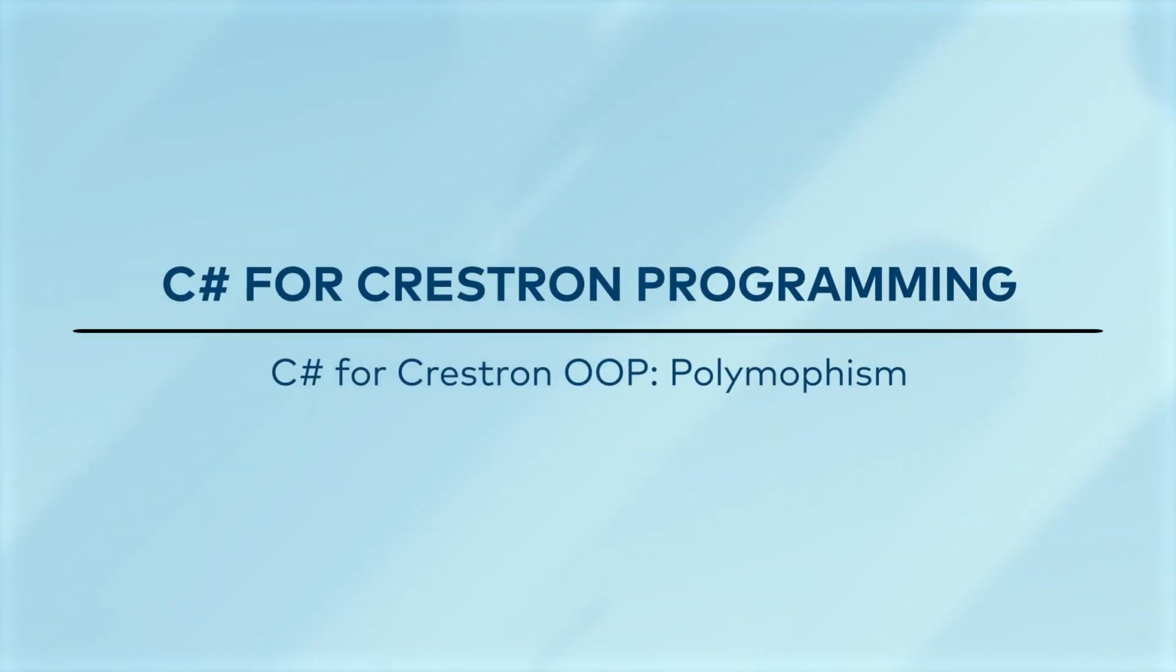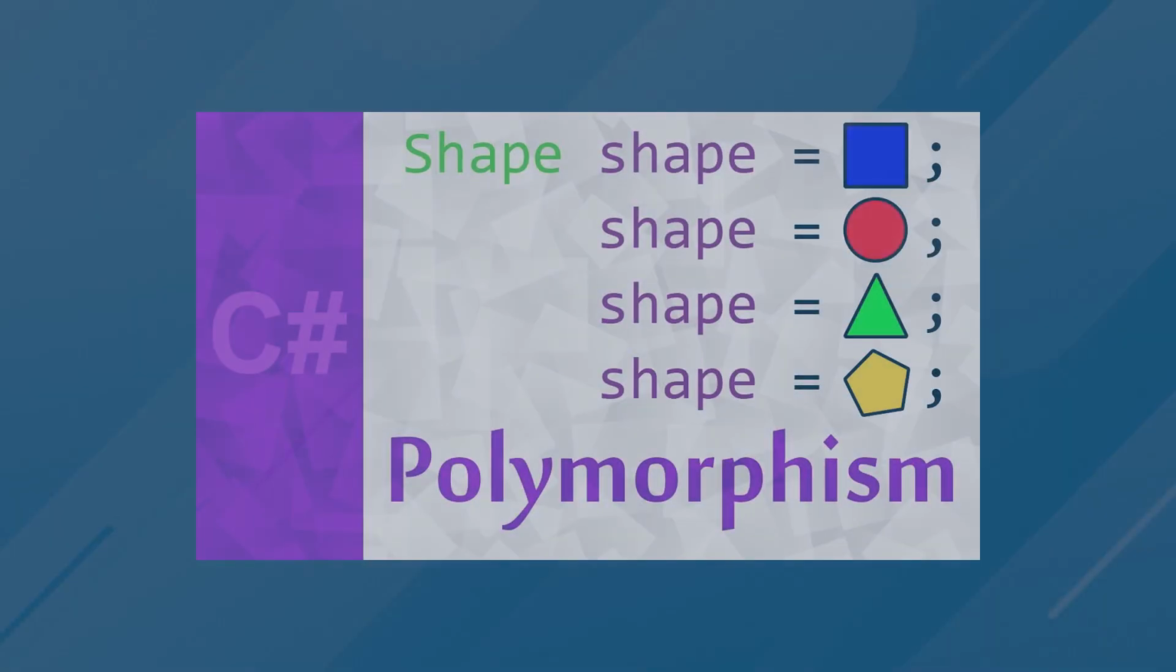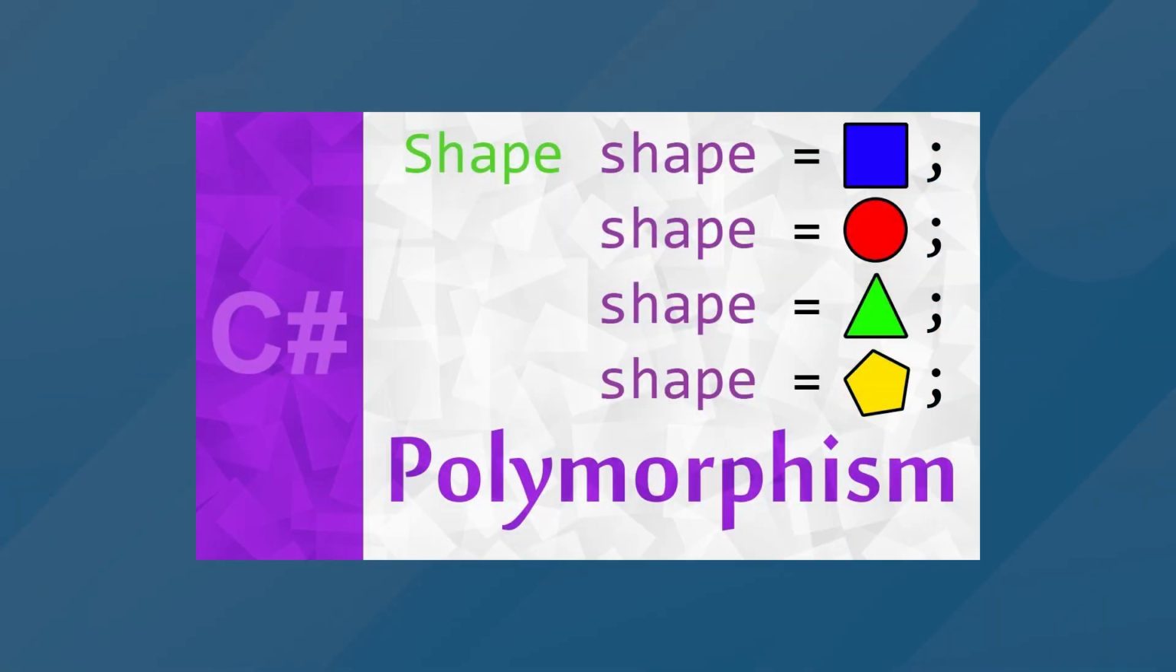Welcome to C# for Crestron programming. In this tutorial, our objective is to learn about one of the most important pillars of object-oriented programming called polymorphism. So, the natural question to ask is, what is polymorphism? Polymorphism refers to something that can take on more than one form.